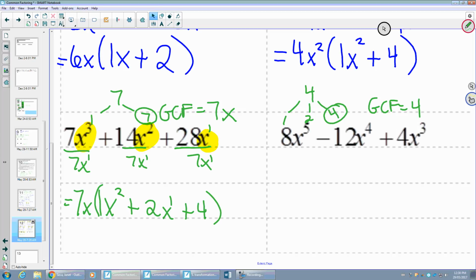I then look, does every term have a variable? This has x5, x4, x3. So I take my lowest exponent, which is x3. And I divide every term by 4x3, 4x3, 4x3.